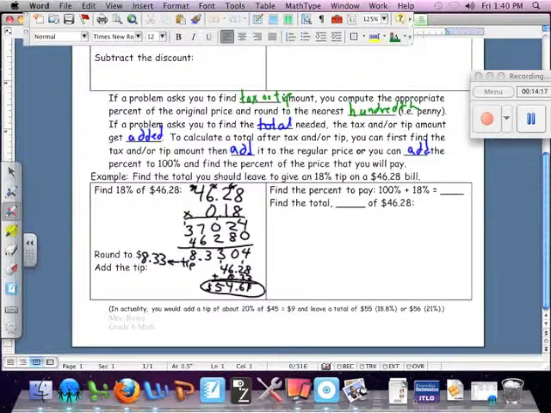118%. So I'm going to find out what 118% of $46.28 is. Who can tell me what 118% is as a decimal? 1.18. So this is one of those scenarios where we're going to have a decimal bigger than 1 to do a percentage equivalency. So go ahead and try to multiply out the 46.28 bill times the 1.18, the amount that I'm going to end up paying in total.